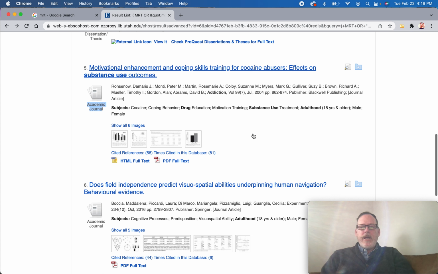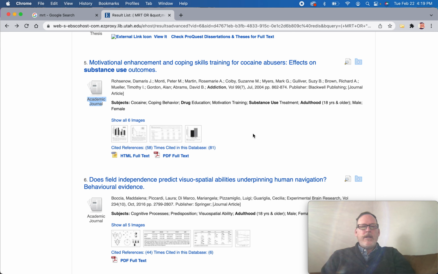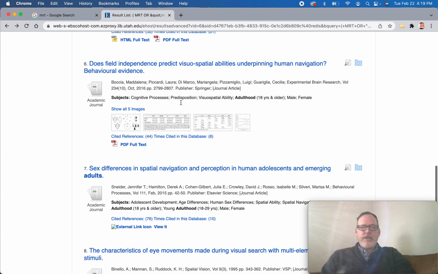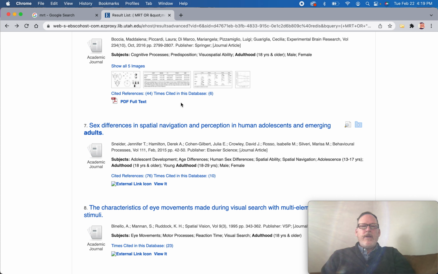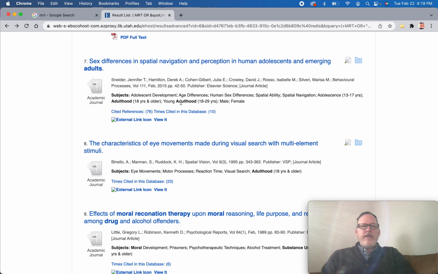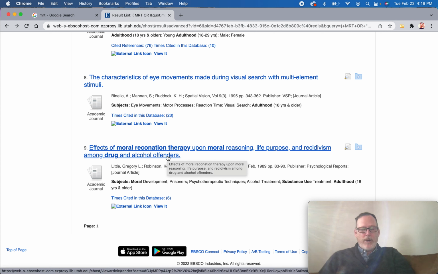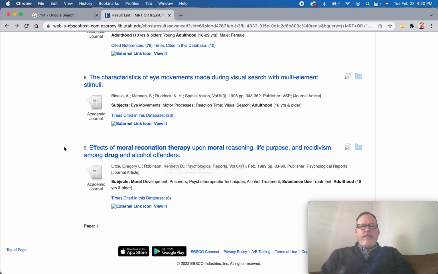Okay, so here's cocaine. This one I'm not quite sure. If you're not quite sure, just keep on moving on. Human adolescence, eye movements. Oh, drug and alcohol offenders. So these aren't people who are self-identifying as a substance abuser. These are people who have been identified by some external force, in this case, the law. So the court system, things like that.